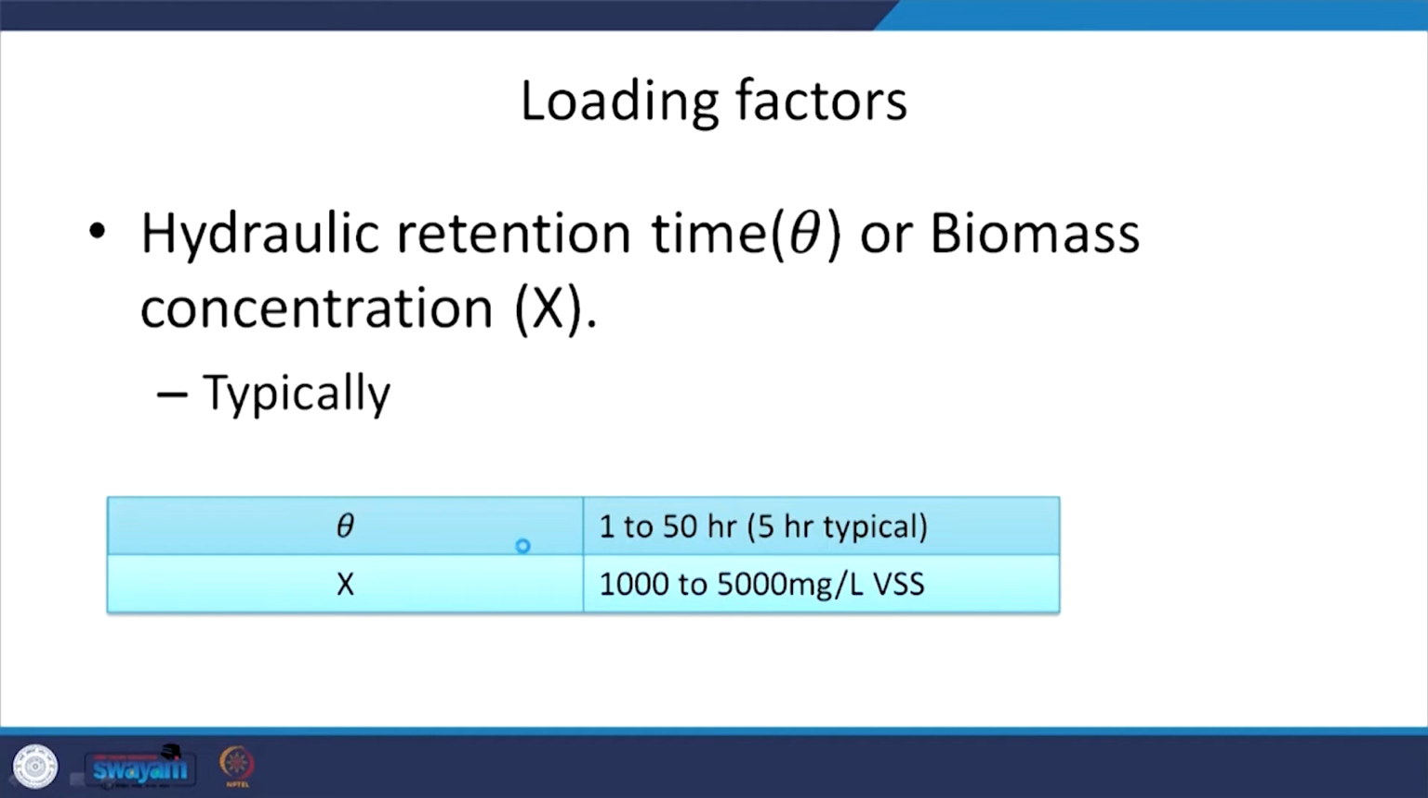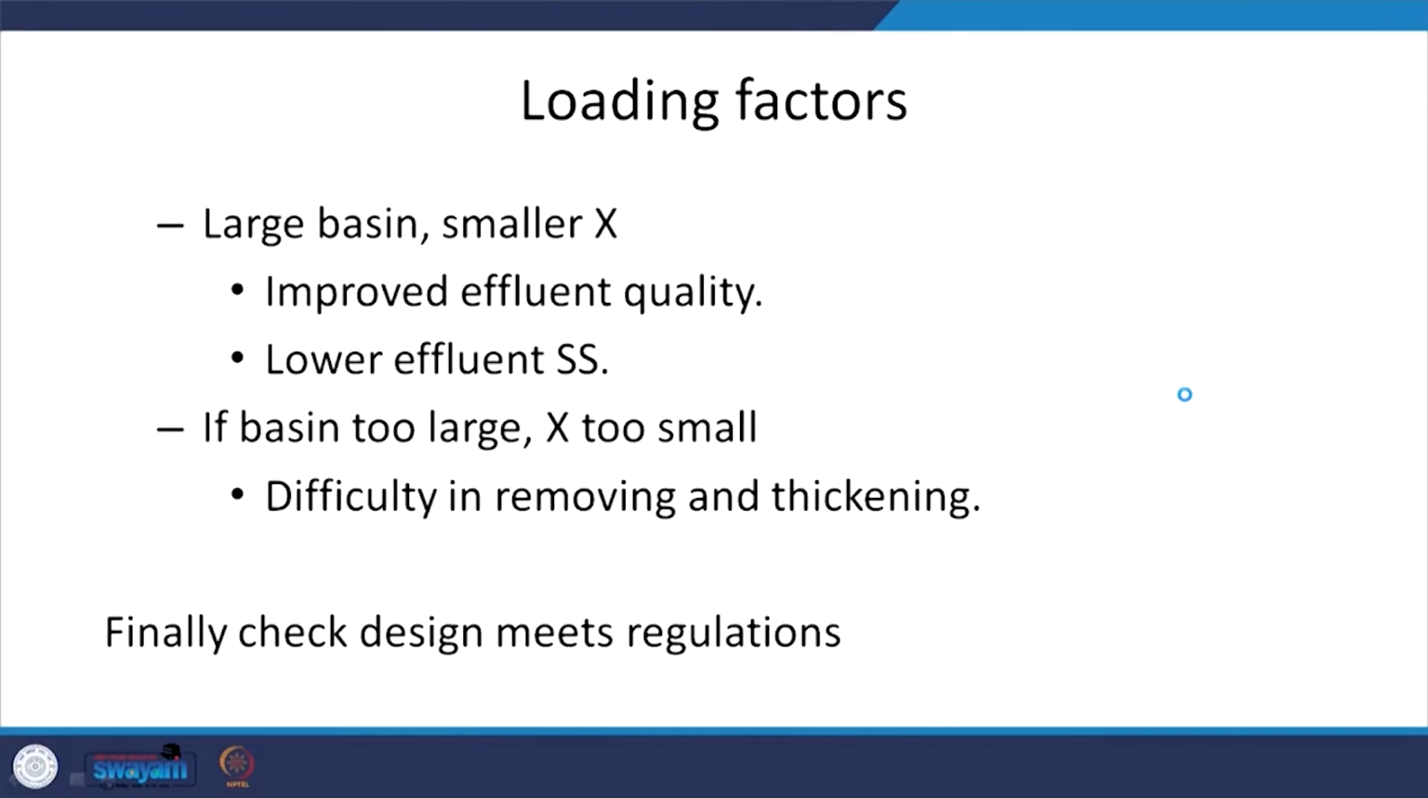So loading factors, right, and what are the typical values? Theta, X ranges from 2000 to 5000 volatile suspended solids. Typically, let's say 2500 mg/L VSS is what you would have or is fine, okay. So theta is the hydraulic retention time, keep that in mind, it is not the cell residence time. So as you see, the theta hydraulic retention time is much lesser, theta C obviously around the range of a few days, let's see, right. So that's something to keep in mind.